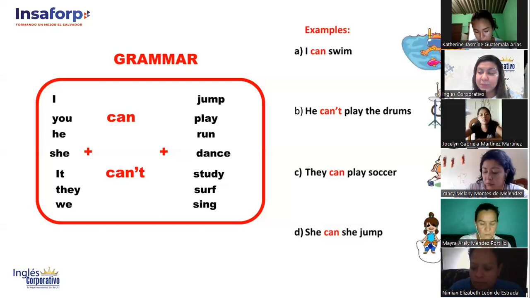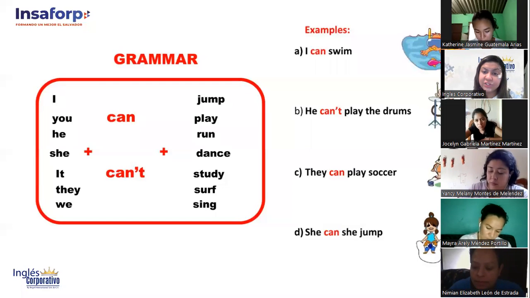Entonces, cuando pedimos permiso, por ejemplo, teacher, can I go to the bathroom? ¿Verdad? Se pide, ¿puedo ir al baño? Can I go to the bathroom? Or can I go to the restroom? Or can I go out? ¿Puedo salirme? Can I use this? ¿Puedo usar esto? Eso es para permiso.